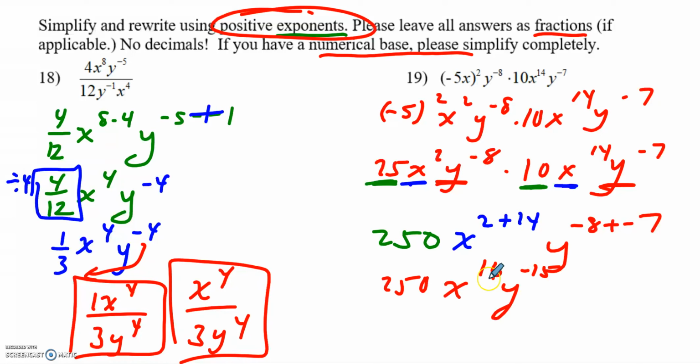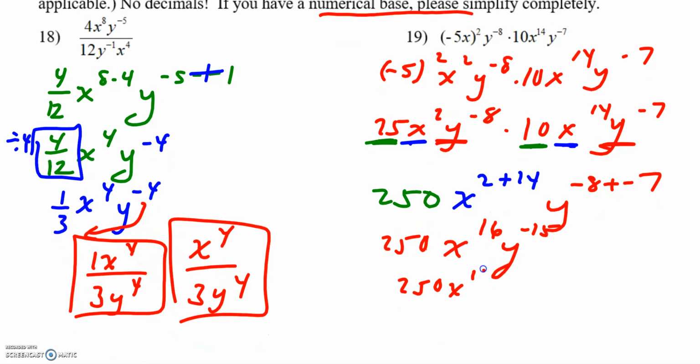but just like the previous example, this would have to flip. So my final answer will be 250, x to the 16th on the top, and the denominator will be y to the positive 15th. Final answer.